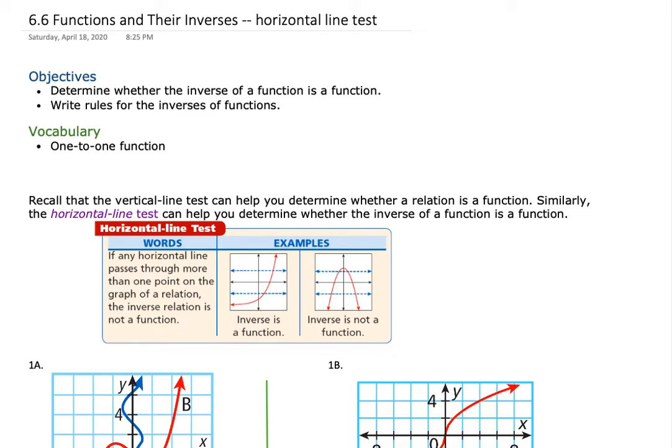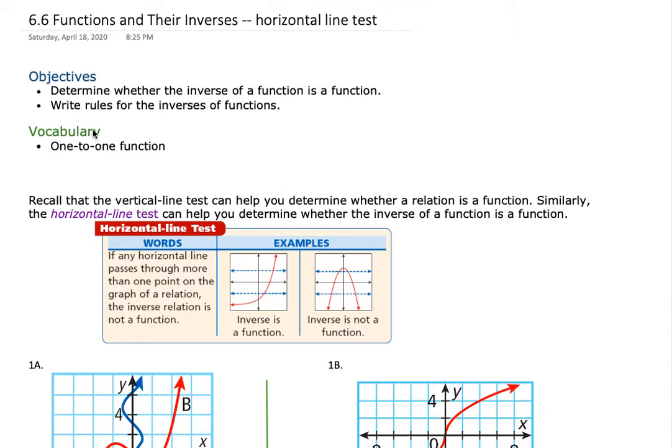Hello, Advanced Algebra. We're on 6.6, functions and their inverses. We will start by talking about the horizontal line test. Before, when we talked about determining if a relation is a function, we talked about the vertical line test. And now, in order to determine if we have a function and if its inverse is a function, we're going to use the horizontal line test. I'll kind of show you what that means.